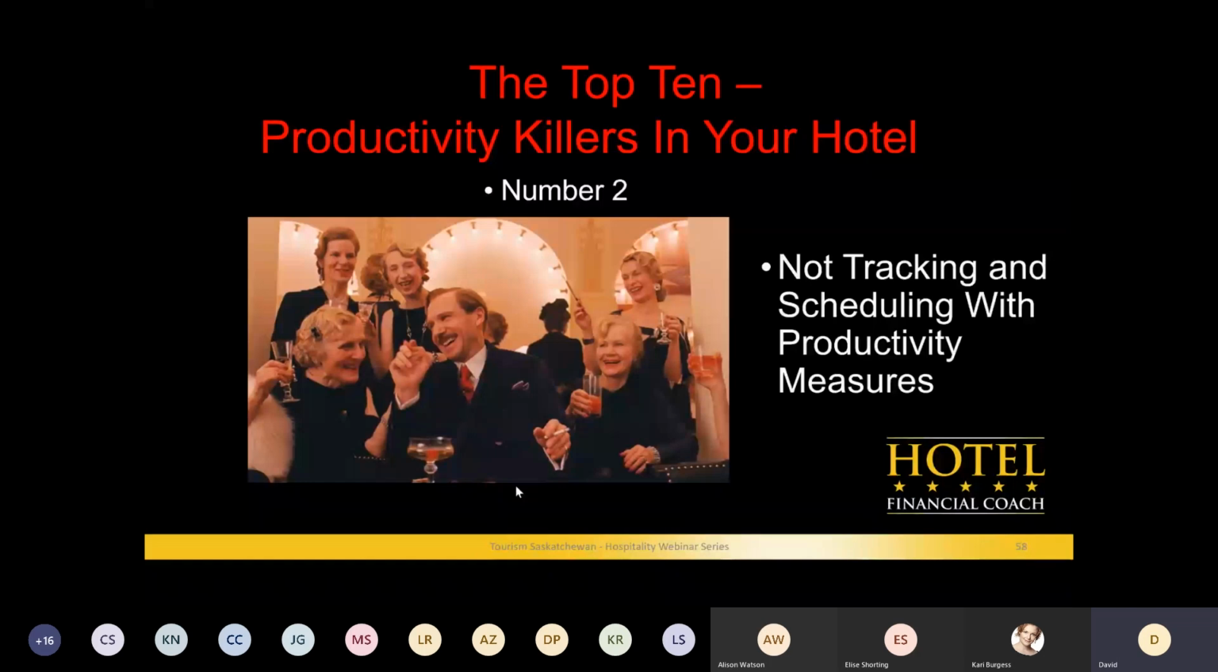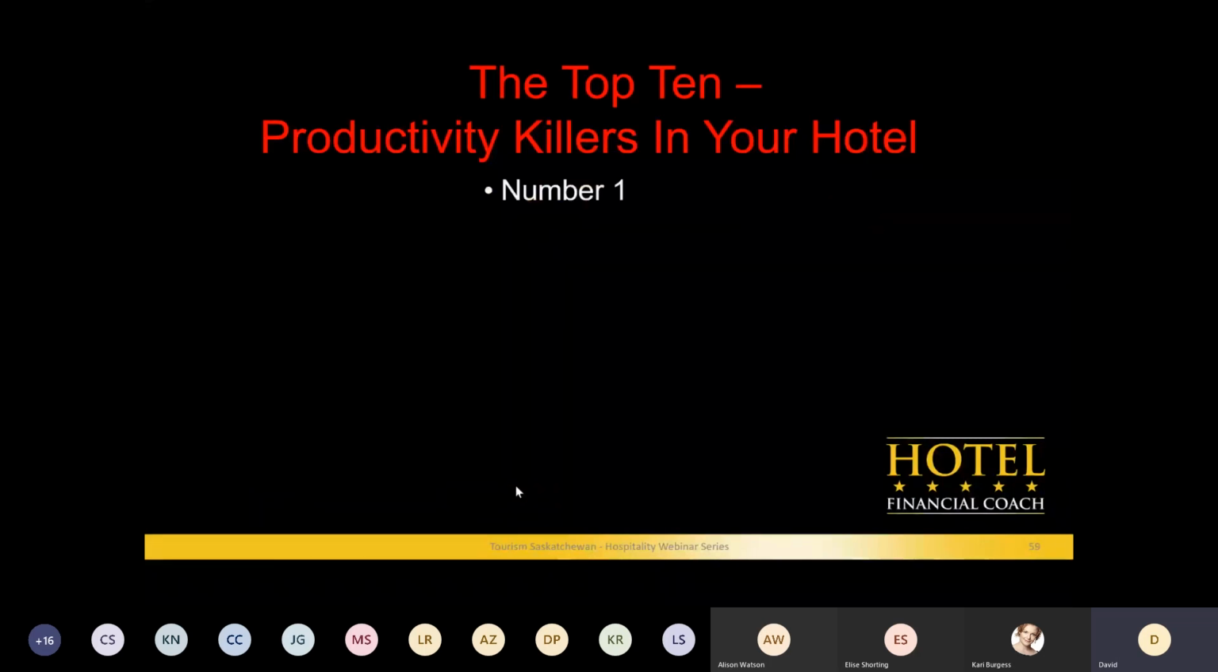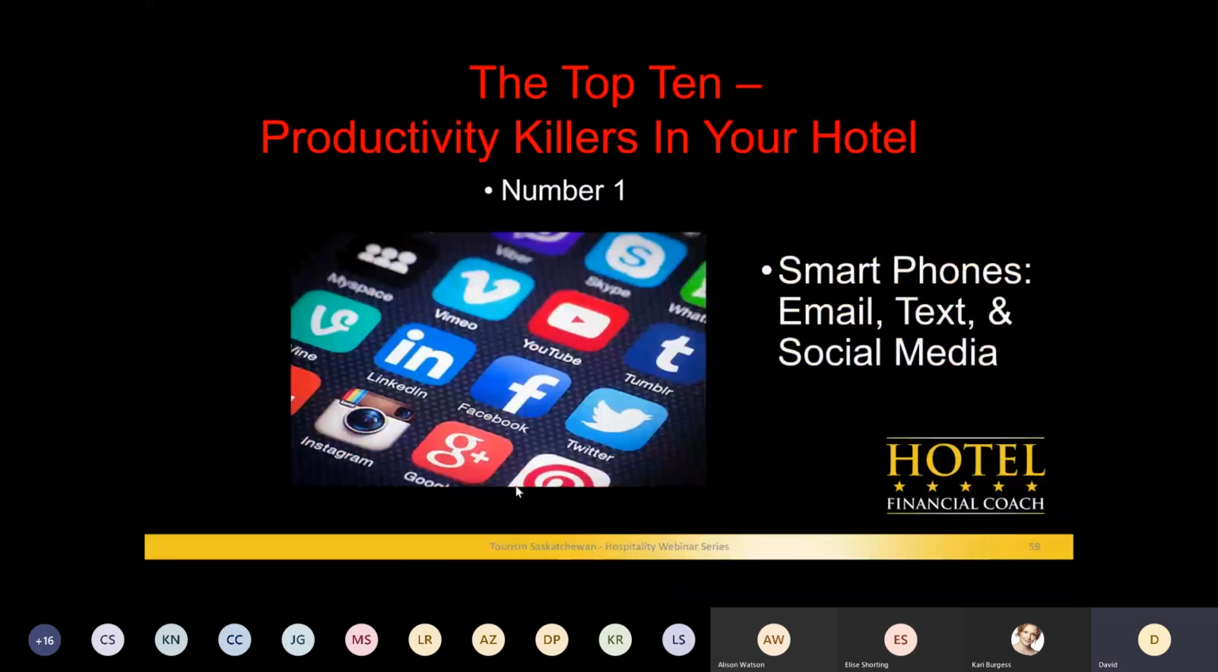Okay, drum roll. The number 1 productivity killer inside of your hotel is smartphones, email, texts, and social media. So I don't need to tell you, everybody in the world has at least one phone on them, sometimes 2 or 3, and they're on them all the time.